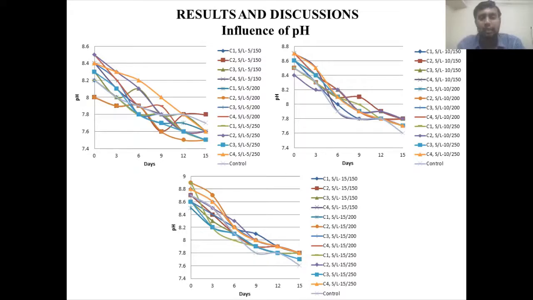so that it will increase the pH value. So it will move slightly towards 8.4 to 8.5. And after that, it starts decreasing to its original pH level. So from the third day onwards, it starts to stabilize and move towards its original pH level. And the various graphs here represent 5 gram, 10 gram, and 15 gram.